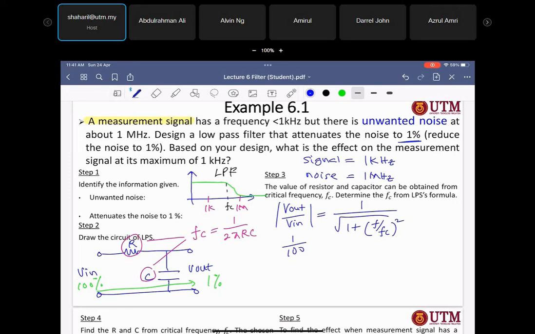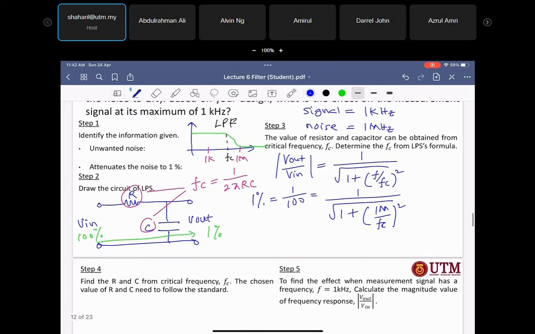Okay, so now it is equal to 1%. 1%, okay, 1 over 100. So now 1 over square root of 1 plus... okay, so 1% belongs to the noise, right? So we need to choose the F, which right now is the frequency of the noise, 1 mega over FC squared. So now 0.01 is equal to 1 over square root of 1 plus 1 mega over FC squared.